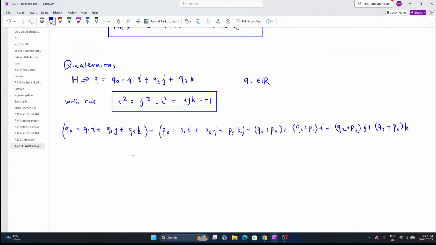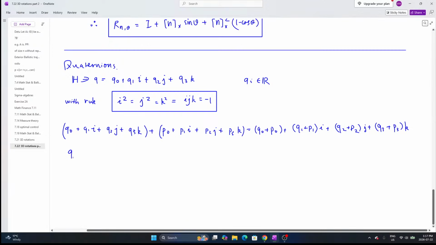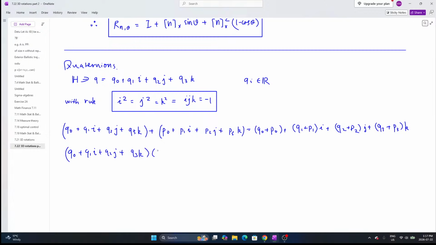Okay. So let's do the multiplication. You use this rule and see what we can get. Okay, Q0 plus Q1 i plus Q2 j plus Q3 k. Multiply that. Just going to use that rule.